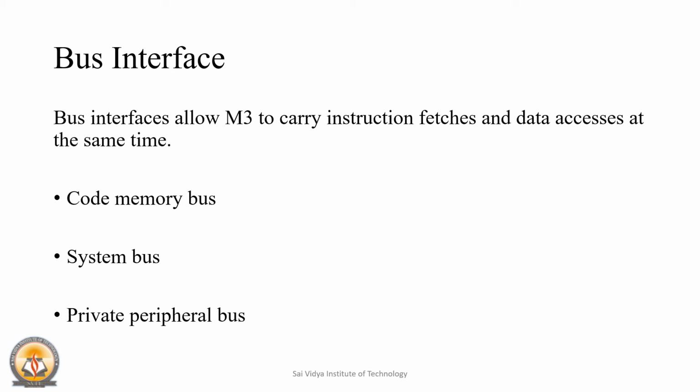The system bus is used to access the memory and peripherals. This provides access to the static random access memory, peripherals, external RAM, external devices, and also a part of the system level memory region.